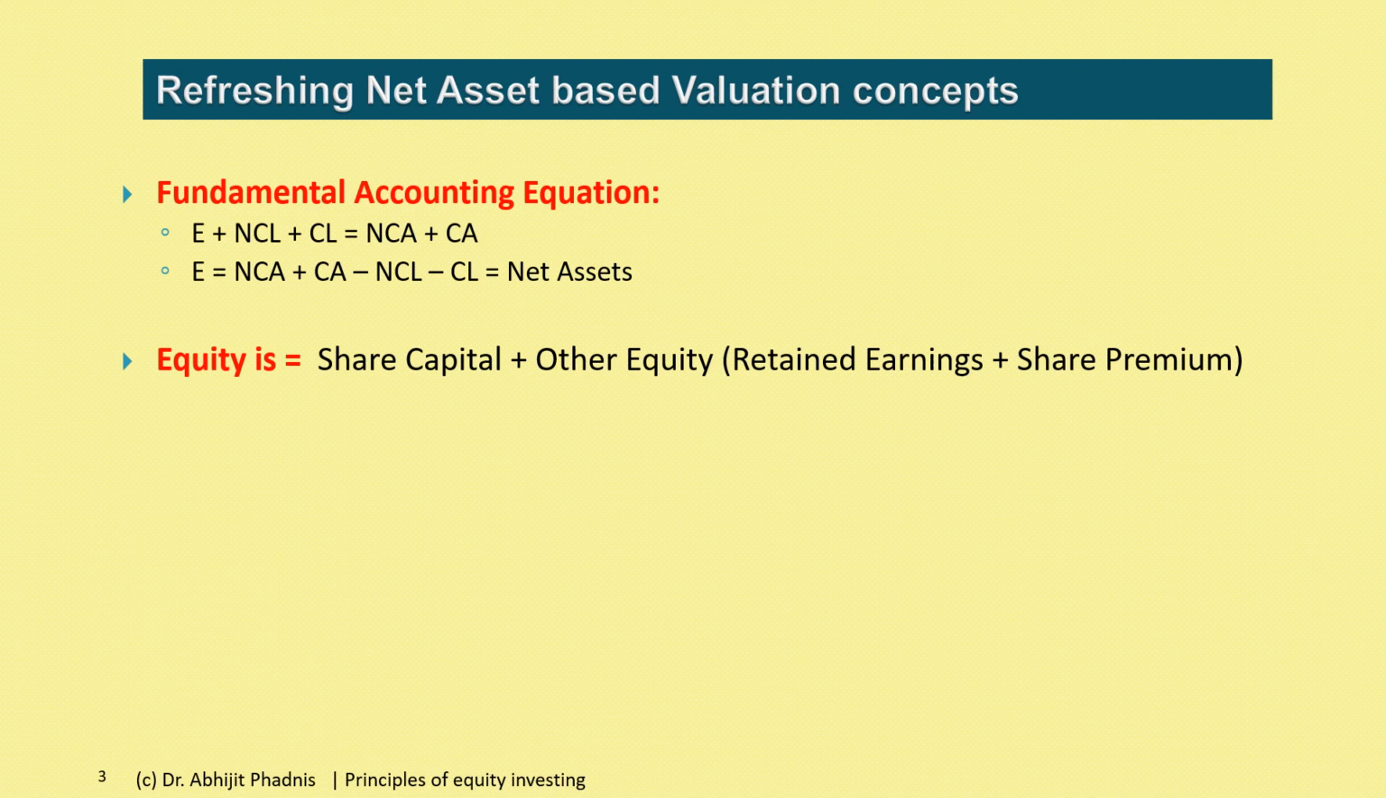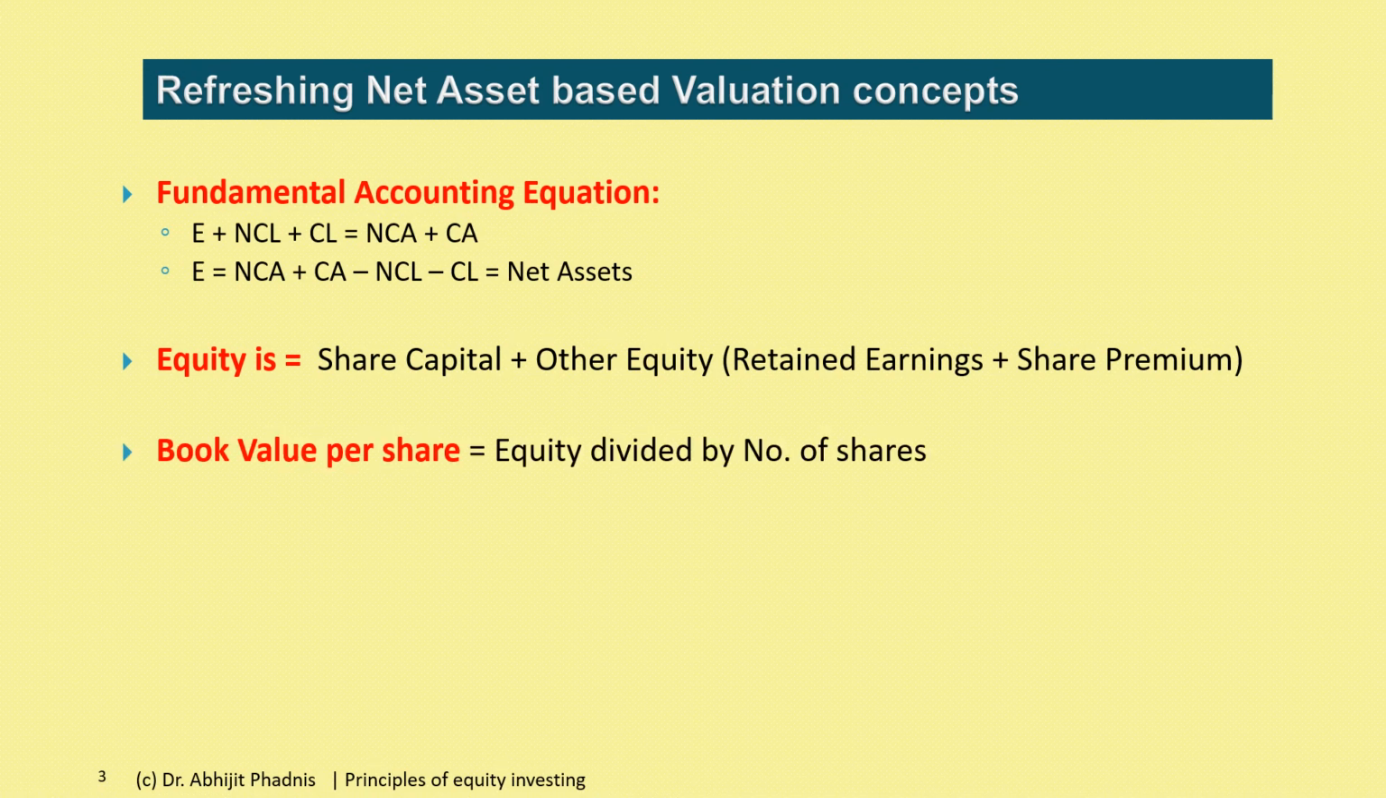So equity from a corporate perspective, which keeps of course the books of accounts, we can derive directly by looking at the share capital plus other equity. Other equity consists of retained earnings, which in the yesteryears was called reserves and surplus, and the second element is share premium. So that's how we can derive equity. We are going to see this with examples.